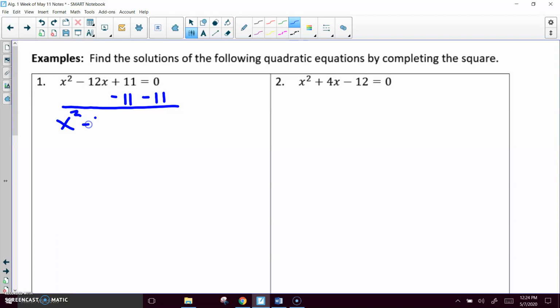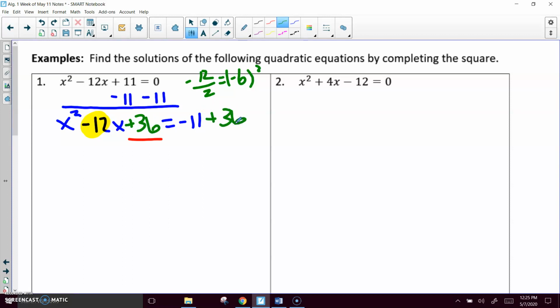Remember, as you write it, leave a space. So x squared minus 12x equals -11. Now I got to figure out what number goes in there to complete my perfect square. We take half of our b value. My b value is -12, so half of -12 is -6, and then I square that to get 36. So I'm going to add 36 to both sides.